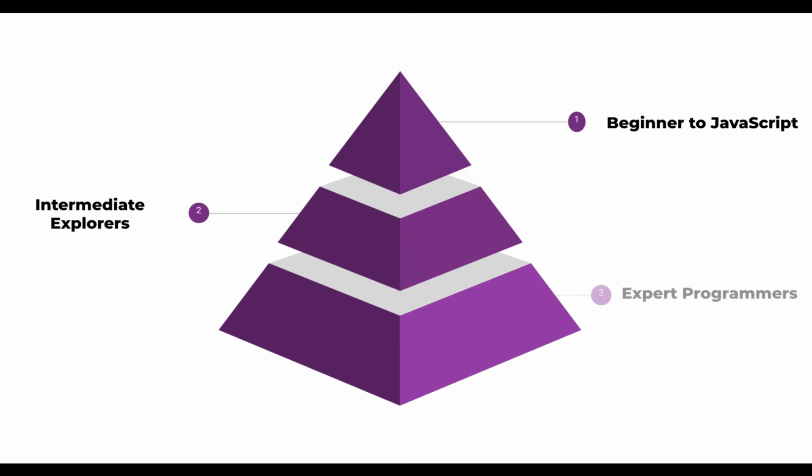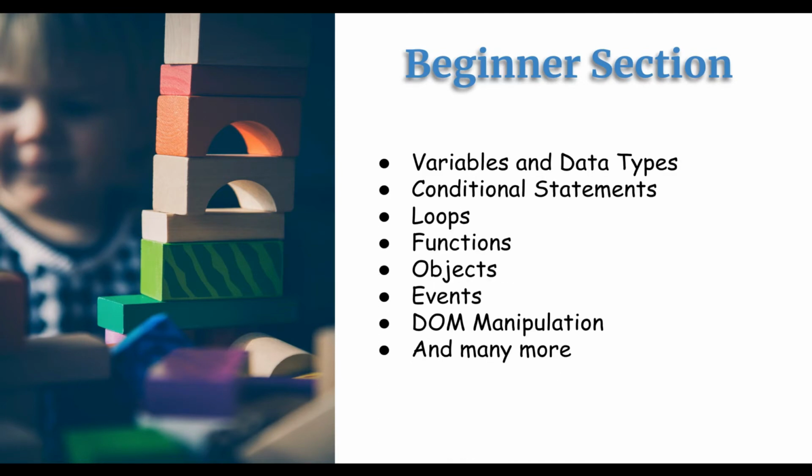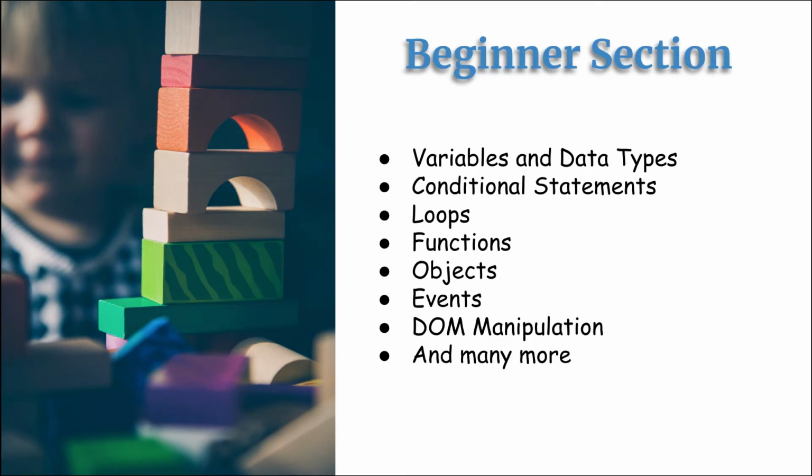It is divided into three distinct sections. The first section is about the very basic concepts of JavaScript for beginners, starting from very basic topics like setting up variables and data types, logics and loops, to more complex topics like DOM manipulation, events, etc.